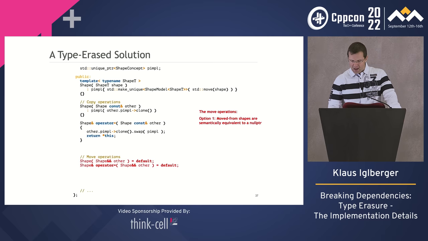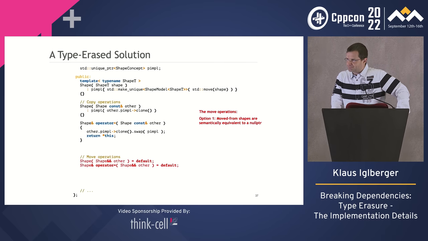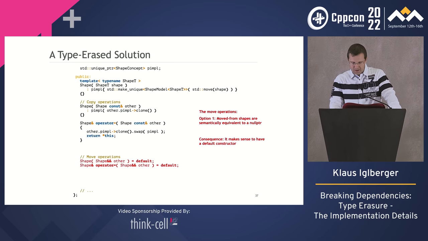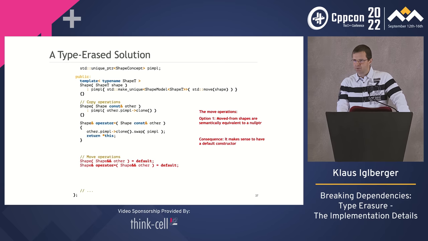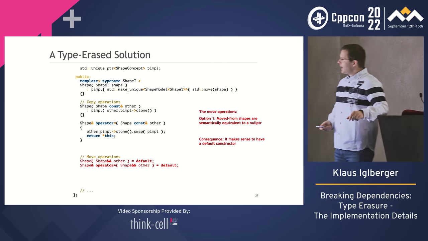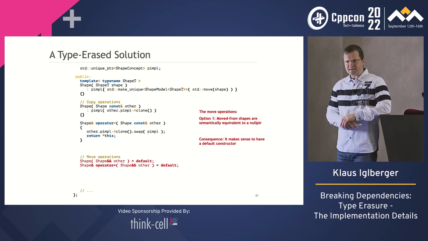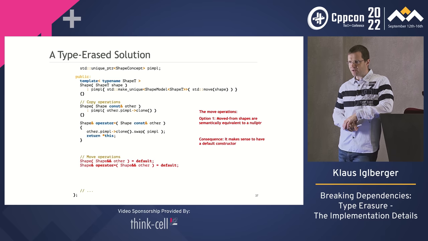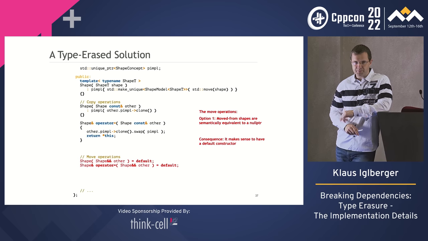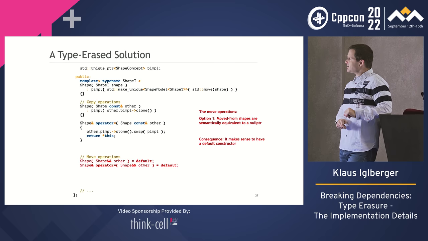Great. However, there's a consequence. If you move from a shape, then basically you will have an empty shape. There's nothing inside this shape anymore. It's a null pointer. And perhaps this is surprising. Now you move from a shape and then suddenly it's gone. There's nothing and you cannot do anything on this anymore because, well, it's a null pointer. If you want that, your job is simple. But if you don't want that, it's a little awkward.